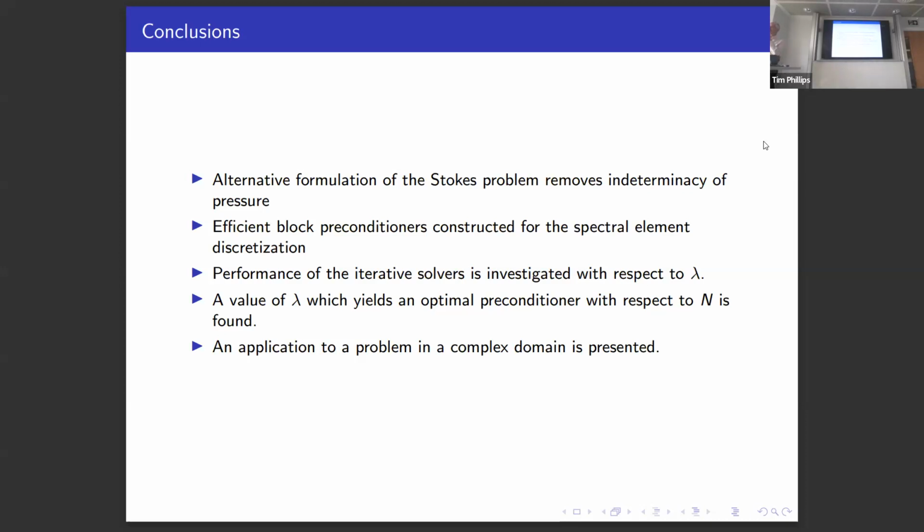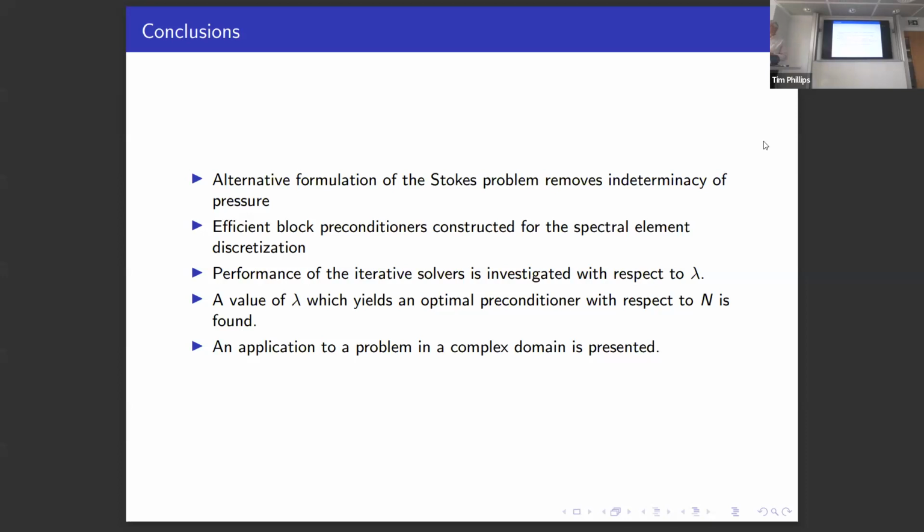What I've shown is that by suitably choosing the value of lambda, although it's not restricted to one particular value of lambda, you can obtain enhanced performance of the preconditioners and the iterative solvers that you use to solve Stokes-like problems. And this will have the advantage of not only removing indeterminacy of pressure, but having an iterative method that is independent of the size or the order of the approximation.